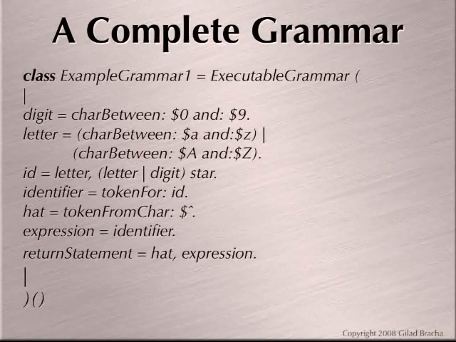What does an actual complete grammar look like? Here's a Newspeak class. It has a bunch of slot definitions. Basically, every production in the grammar has a slot, which is initialized to a parser that'll process it. So a digit is a character between 0 and 9. These dollar things are Smalltalk character literals. We're probably going to change that to something a little more palatable to the masses. A letter is a character between lowercase a and lowercase z, or a character between uppercase A and Z.